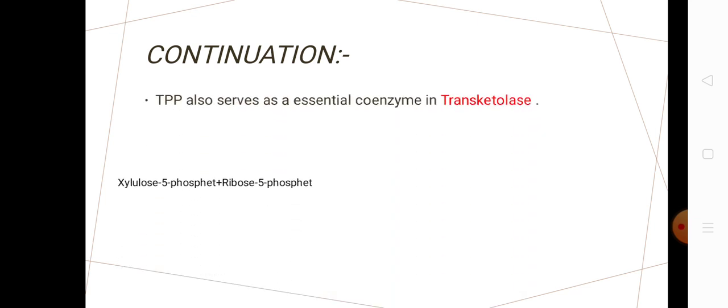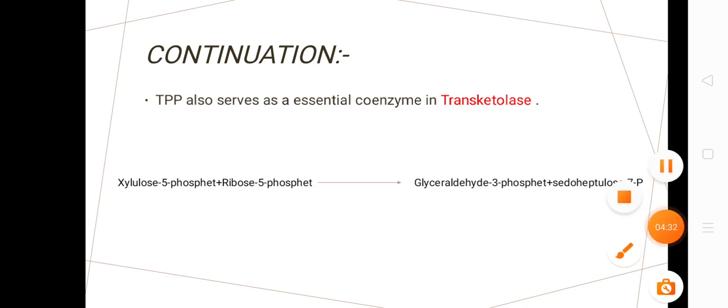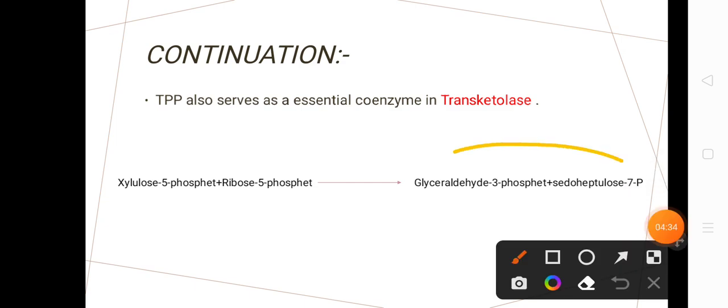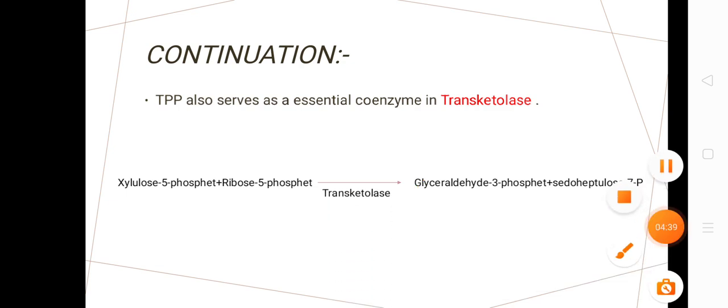Another important reaction is the one involved in our pentose phosphate pathway involving the enzyme transketolase. Here, xylulose 5-phosphate and ribose 5-phosphate will be converted into glyceraldehyde 3-phosphate and pseudoheptulose 7-phosphate. And the enzyme that takes part is transketolase.